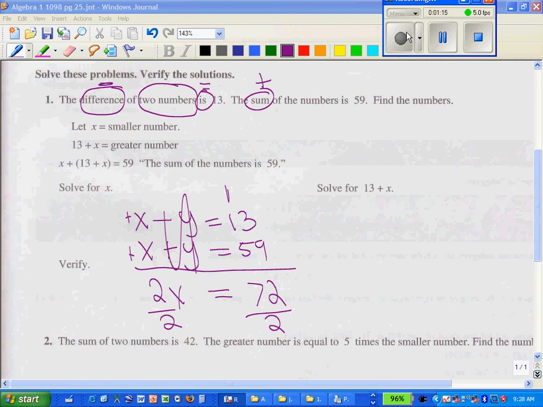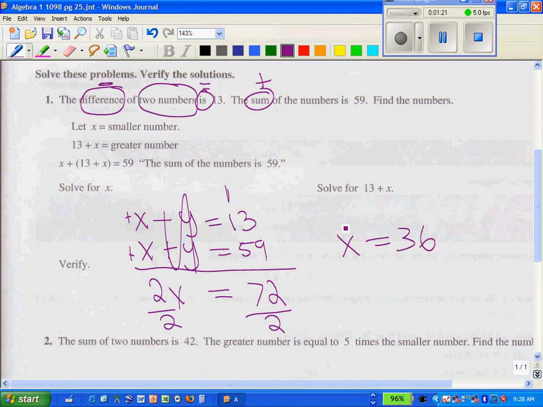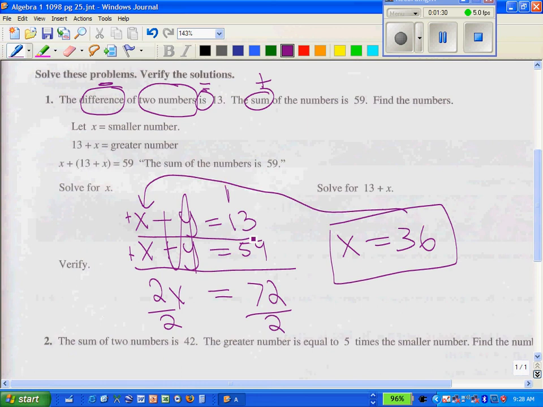Okay, so then we've got to figure out what 72 divided by 2 is. X equals 72 divided by 2, which I believe is 36. So x equals 36. And now I plug 36 into one of the equations, either the top equation or the bottom equation, it doesn't matter. I'm going to plug it into the top equation. So instead of writing x, I write 36 minus y equals 13.